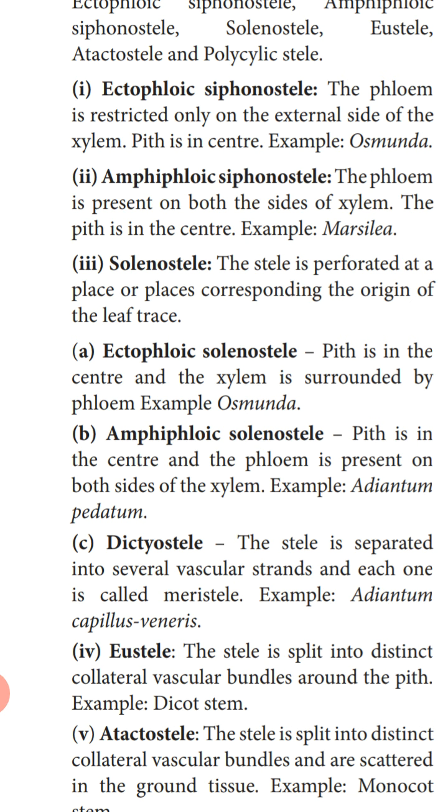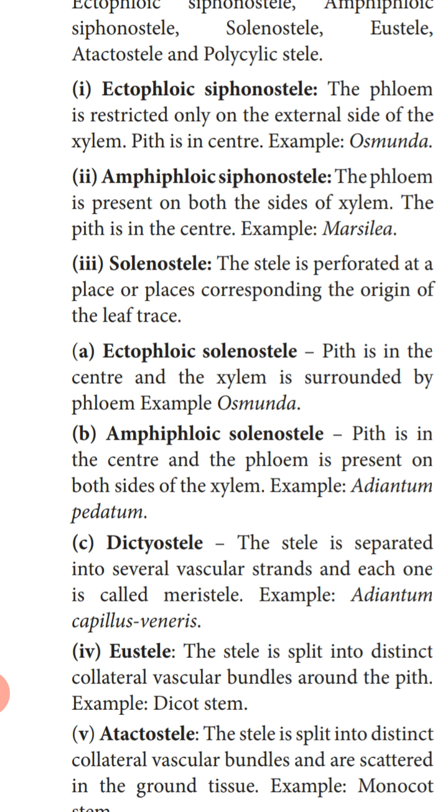Next, Amphiphloic Solenoid. In Amphiphloic, the pith is present in the center and phloem is present on both sides of the xylem, with the leaf trace. Then it is called Amphiphloic Solenoid. It can be found in Adiantum pedatum.